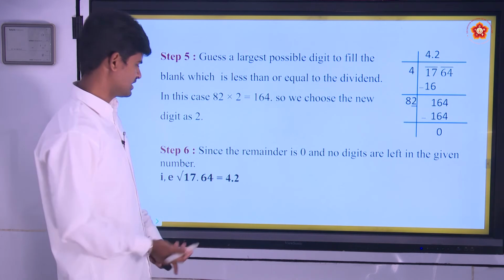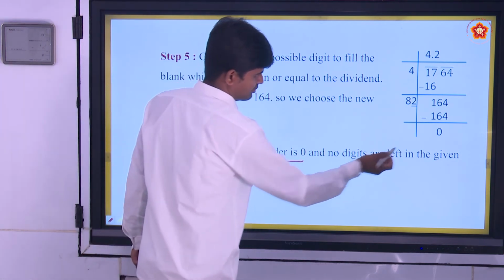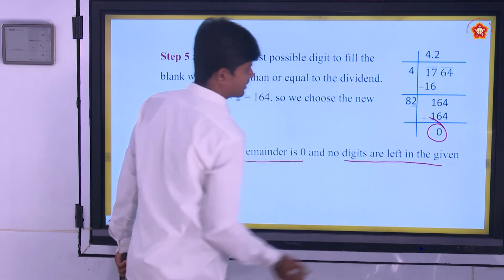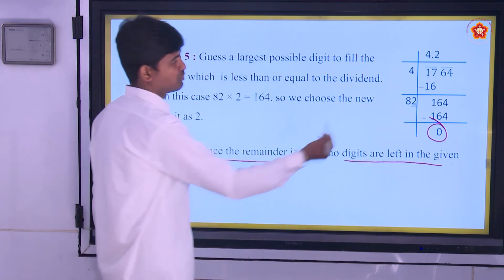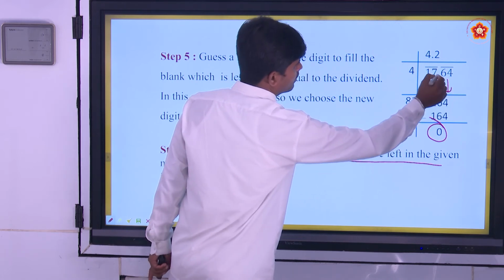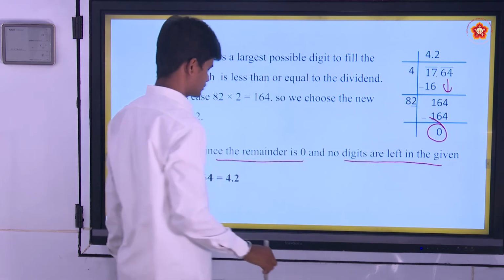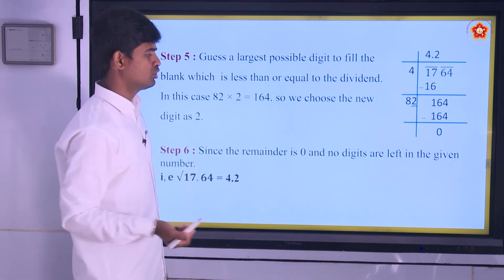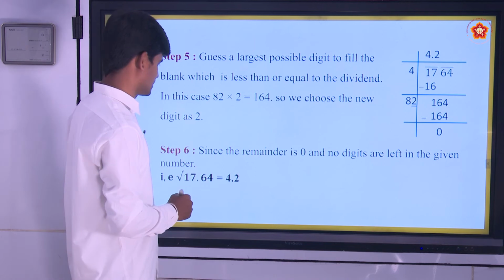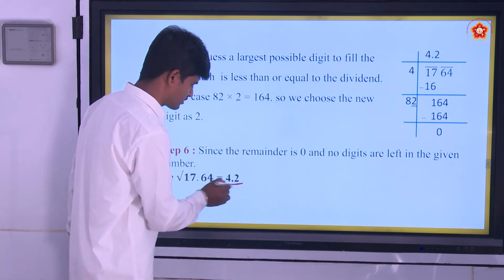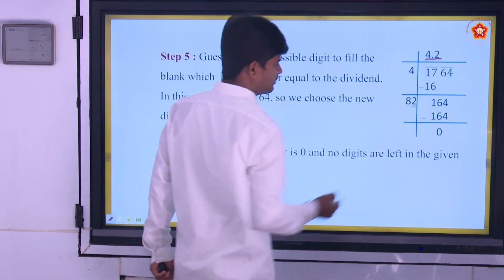Next, step 6. Since the remainder is 0 and no digits are left in the given number, all are over. 17.64, all things are over. So that's the reason: since the remainder is 0 and no digits are left in the given number, the square root of 17.64 is 4.2.